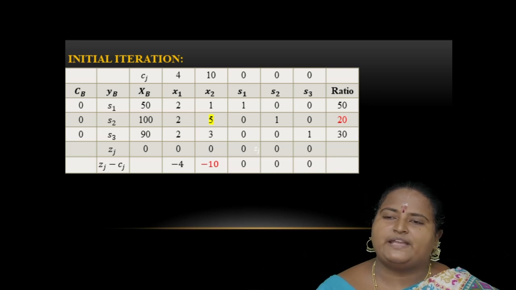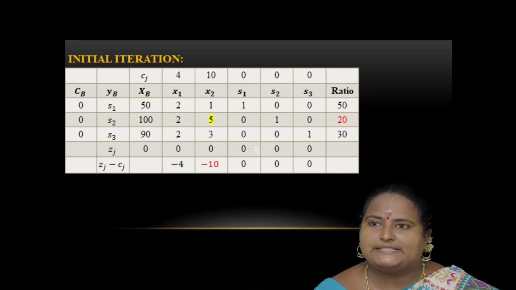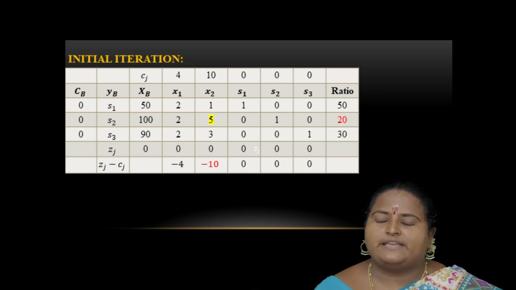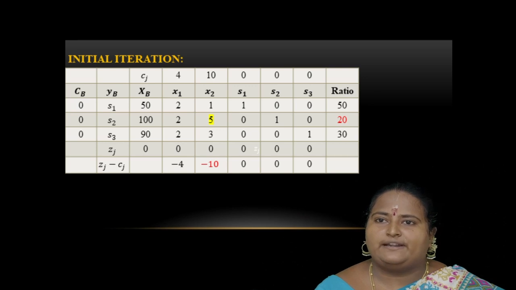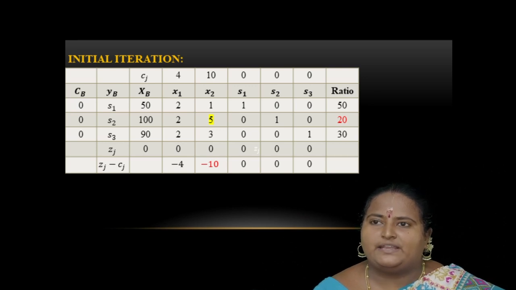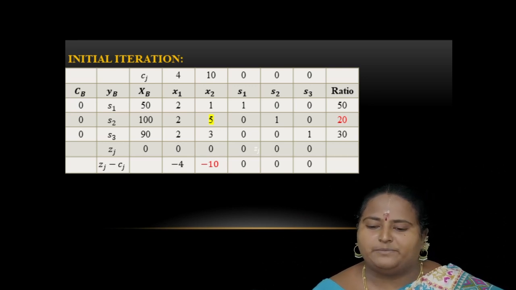If we have any value less than 0, we have to choose the most negative one. So here minus 10 is the most negative one, which we make the entering variable in the next iteration table. So x2 will be the entering variable.